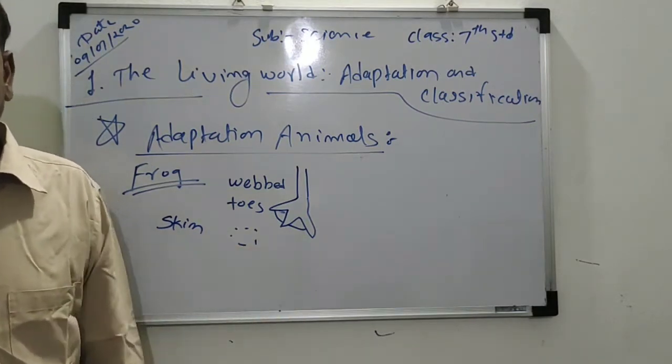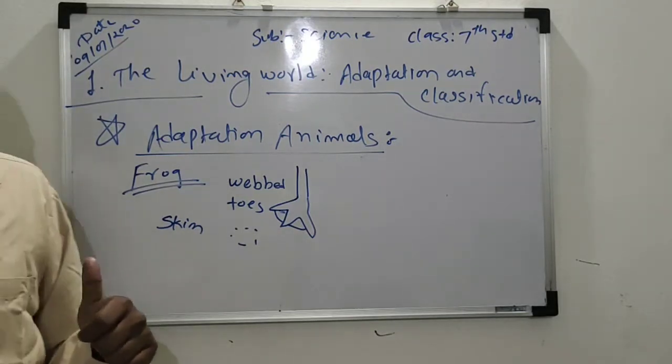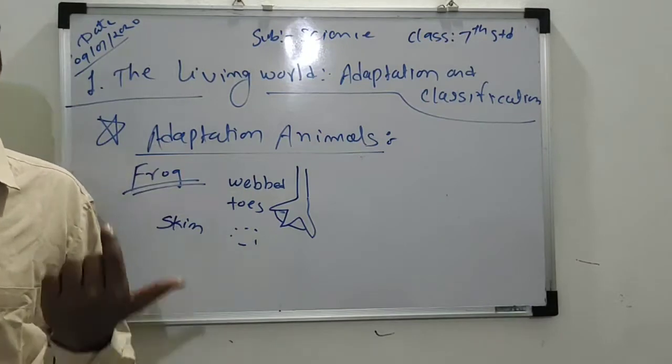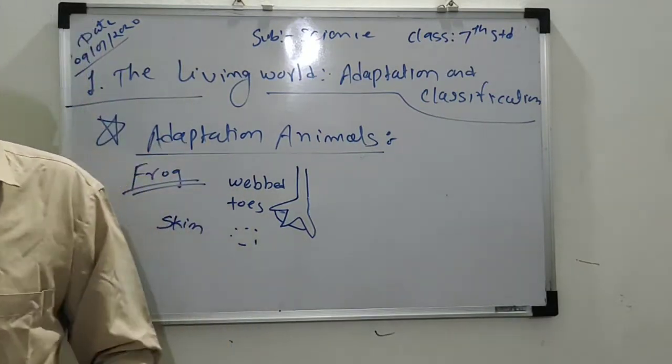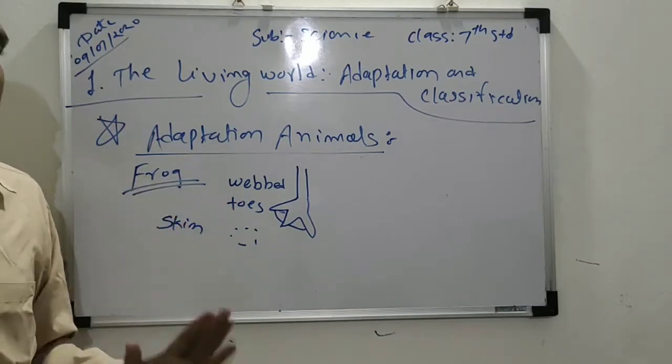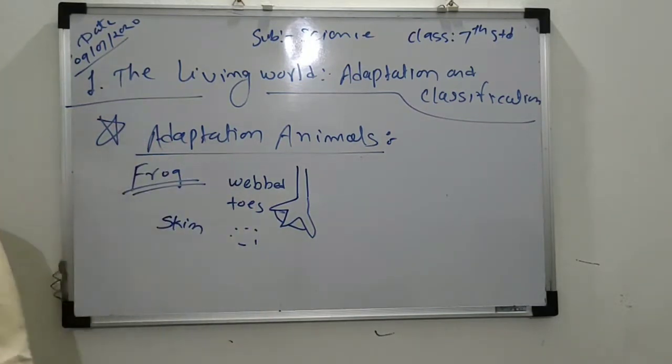Yes, correct. So the next question I will give in the form of a PDF: make a list of names of some other amphibians you know and study their adaptations. So you know about amphibians: animals that live in the water or outside the water are called amphibians.